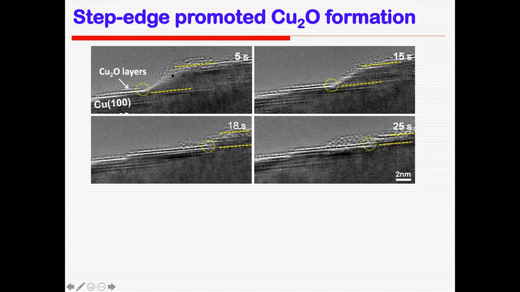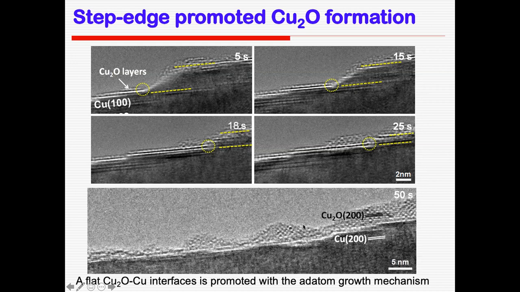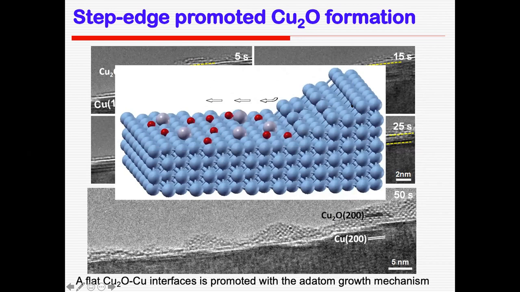So this is the atomic step. The retraction motion of this step means there's a huge number of copper atoms detaching from the atomic step. In other words, the atomic step provides a large number of mobile copper atoms for the oxide formation. This is a low magnification image showing the overall feature of the surface after oxidation. The main idea from this observation is that the atomic step provides a large number of mobile copper atoms to the free surface, and those copper atoms can directly react with oxygen atoms to form oxide. So this process does not require the surface reconstruction of the flat surface area.